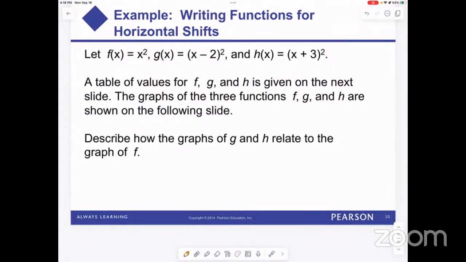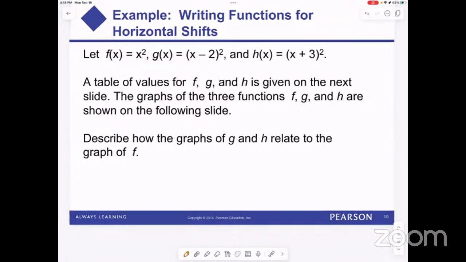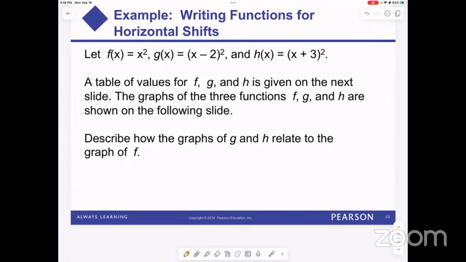So then a table of values for f, g, and h is given on the next slide. The graphs of the three functions f, g, and h are shown in the following slide, and then describe how the graphs of g and h relate to the graph of f. So it's kind of a repeat of what we did before, but let's see what the difference is. By now you should be comfortable with the basic shape of f of x equals x squared. You should be thinking like a U-shaped curve, a parabola. So now we want to see what happens when we subtract a positive on the inside and when we add a positive on the inside.